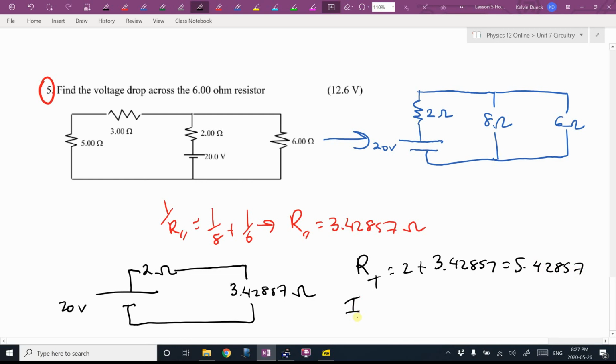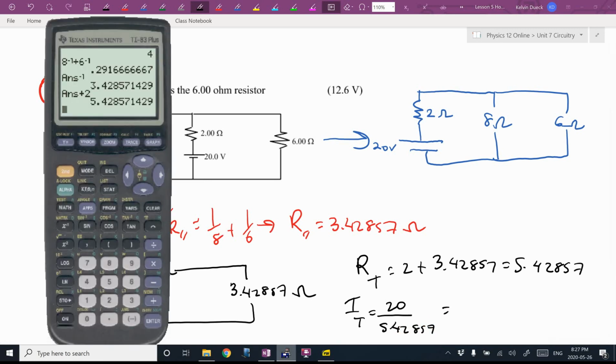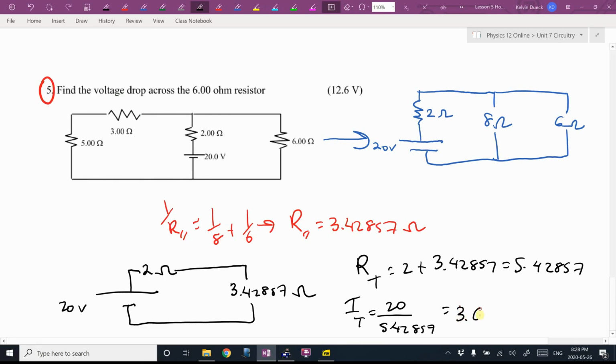5.42857. I total is going to be 20 divided by 5.42857. 20 divided by answer button. And I get 3.68421. Is that what I said? 3.68421 amps. This question's going to fall apart. So that means that I have 3.68421 amps going through there.